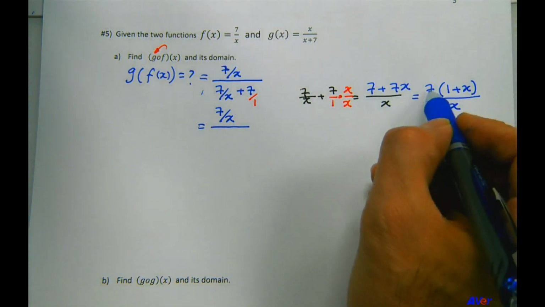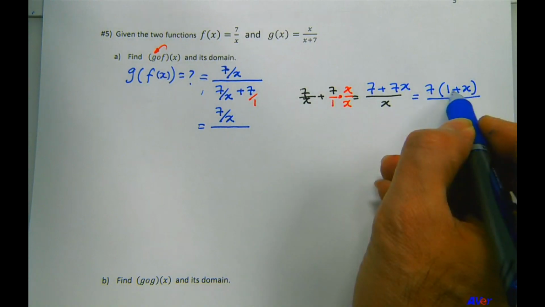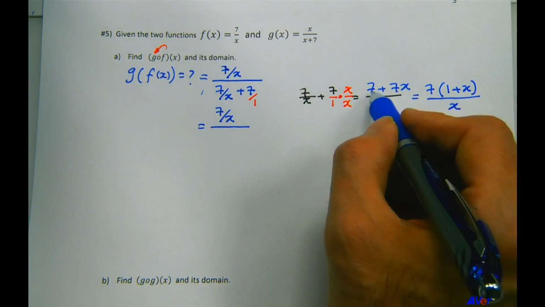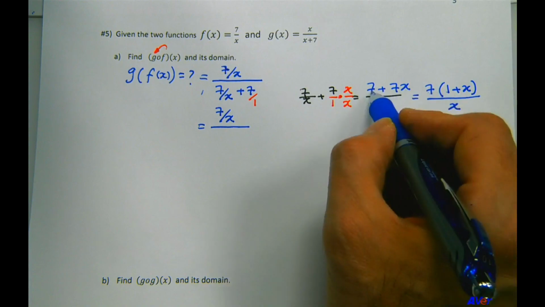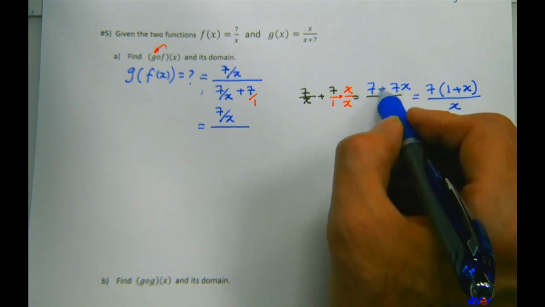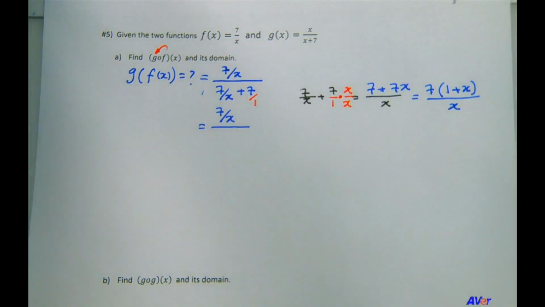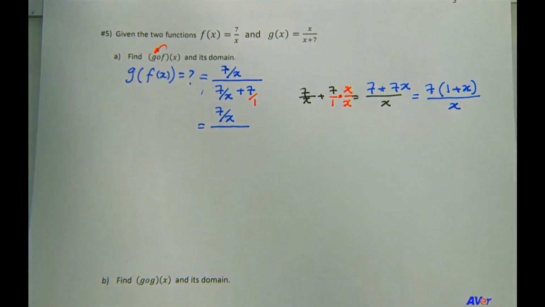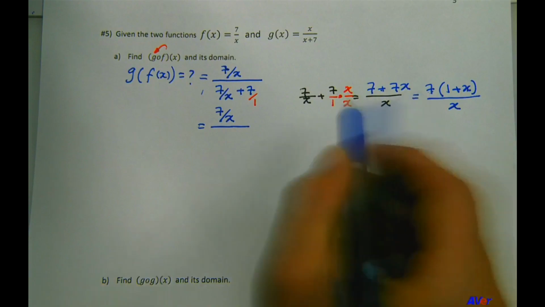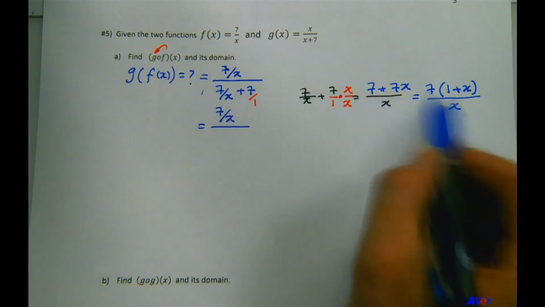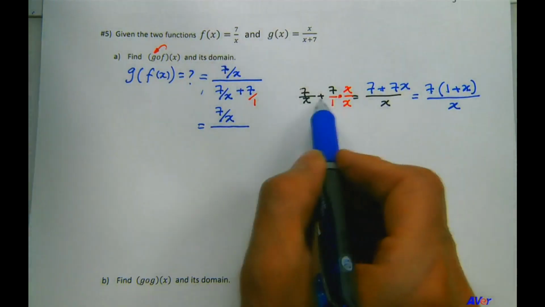So if you redistribute the 7 into this parentheses, you will get 7 times 1, 7, plus 7 times x, 7x. So we get the previous expression back. So our factorization is okay. Okay? So all of that was to combine these two fractions.